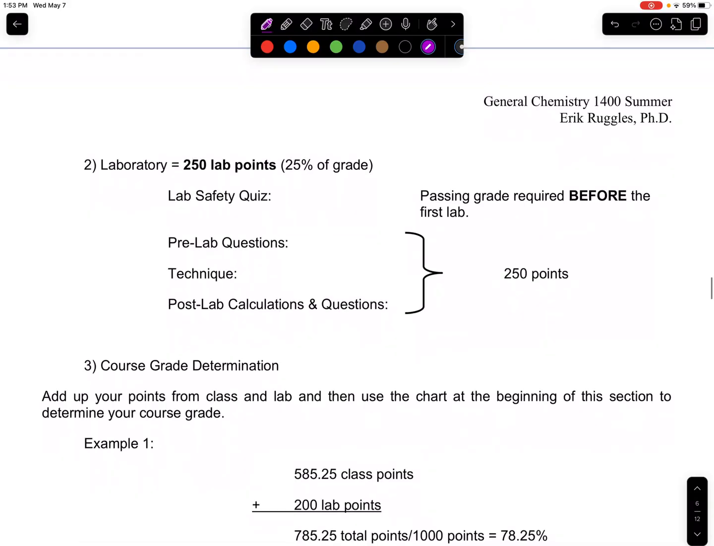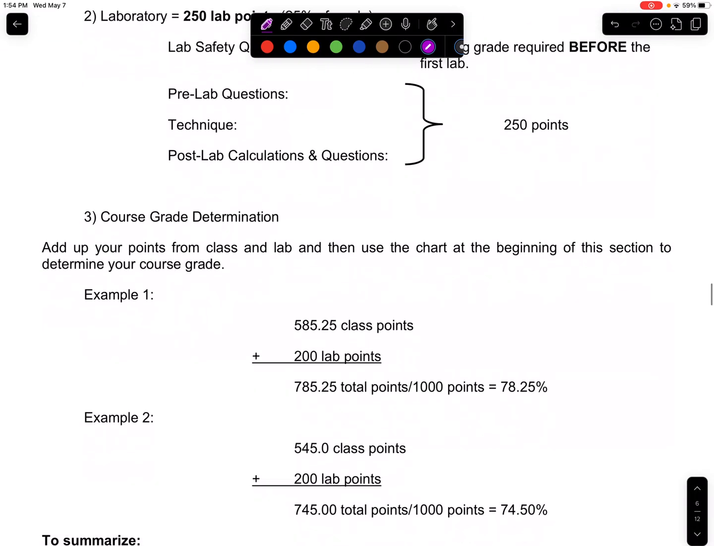We then have the lab, which is 25% of your grade, or 250 points. You will get all this information within the check-in. You're going to find there is a lab safety quiz that you're going to have to do. I believe they're going to do that during the check-in day. And then you're going to get 250 points distributed between pre-labs, technique, post-lab questions, and calculations.